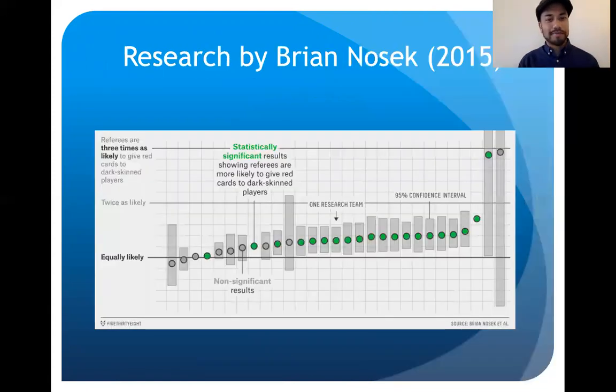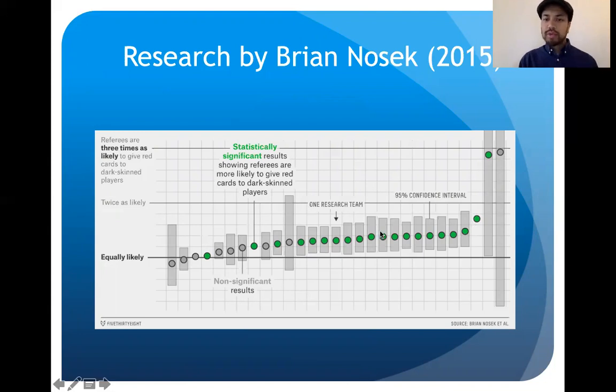Well, let's take a look at them. So what you can see is that some of them are significant, but some aren't. So in total, 20 studies found a significant effect, saying that dark-skinned players are more likely to get a red card than light-skinned players. But there were also 9 studies that did not find a significant effect.